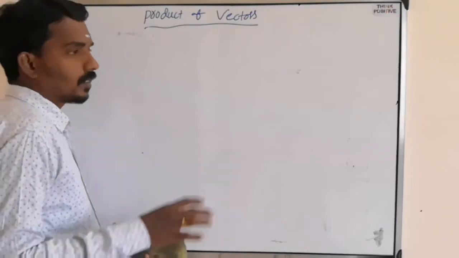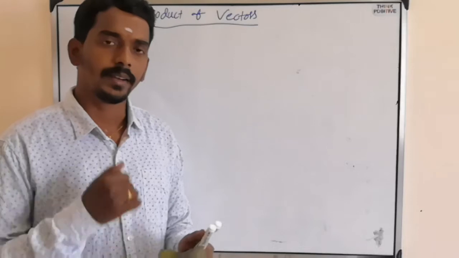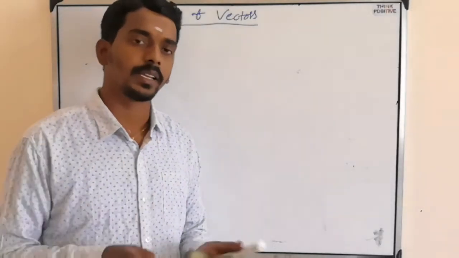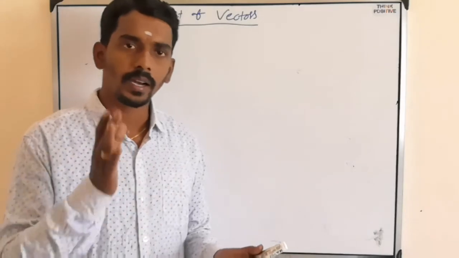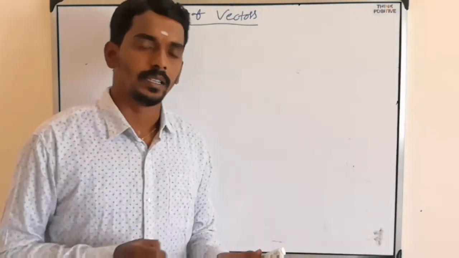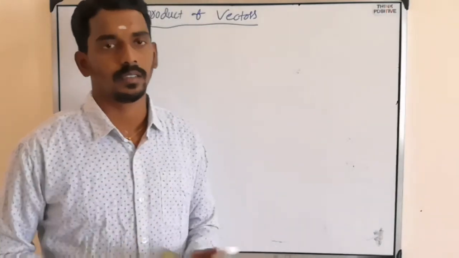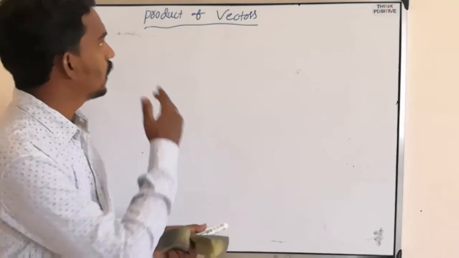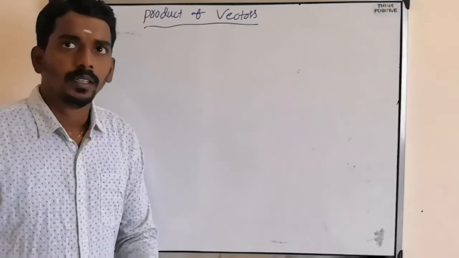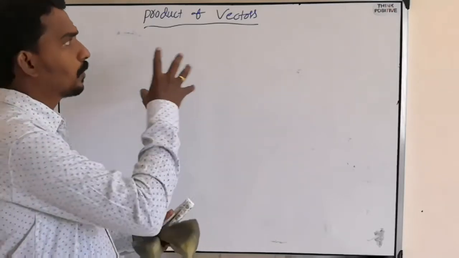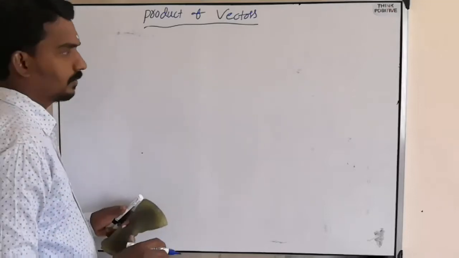So that is all about the resultant of A bar and B bar, and the resultant of A bar and minus B bar. The final conclusion is: the resultant of A bar and B bar is addition, and the resultant of A bar and minus B bar is subtraction. Right? Now let's see the product of vectors. We need to understand about the product of vectors. So what is the product of vectors?